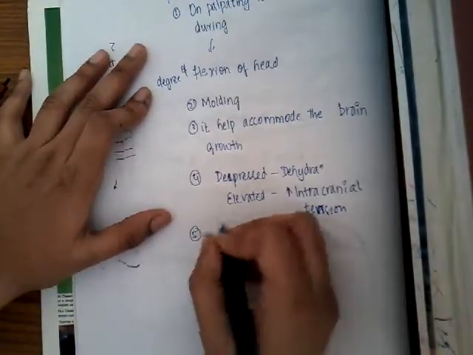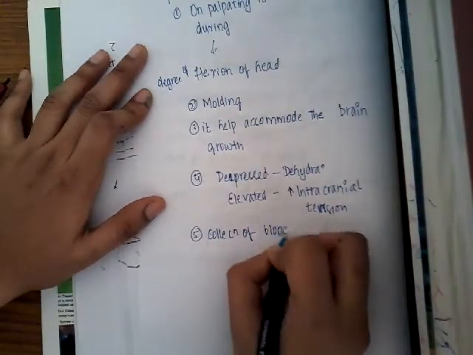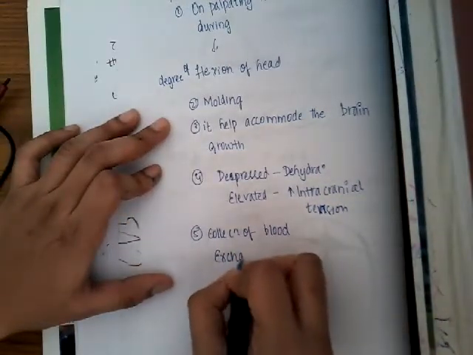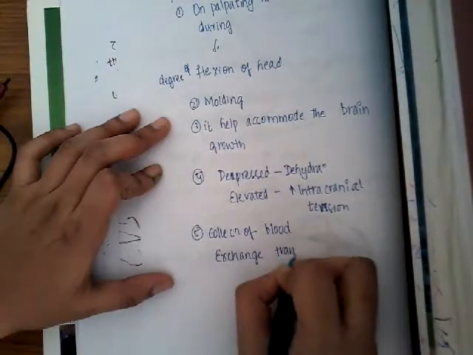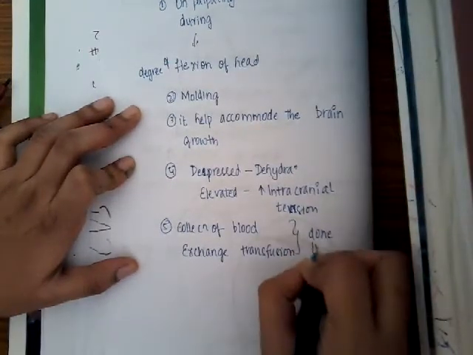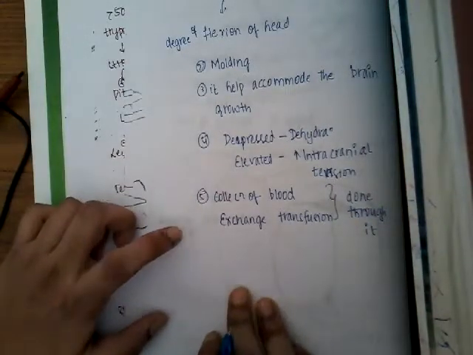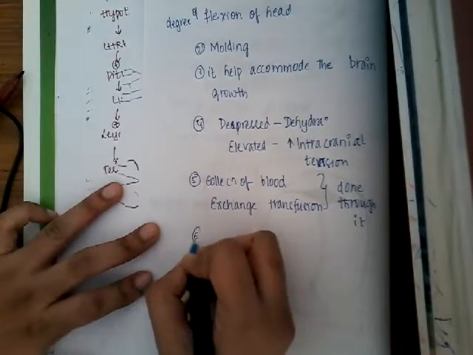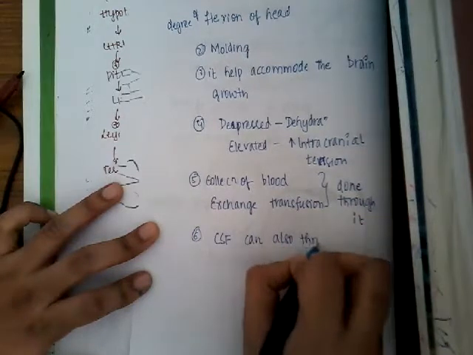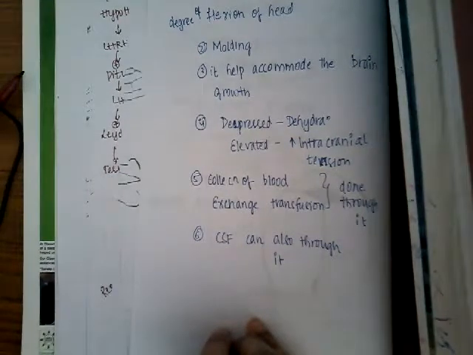Then, what are the other importance? It is used for collection of blood samples in the infant, and also if we have to do exchange transfusion to the infant, it is done through this anterior fontanelle. And sixth, cerebrospinal fluid can also be drawn through this anterior fontanelle. So these are the different importance of the anterior fontanelle.